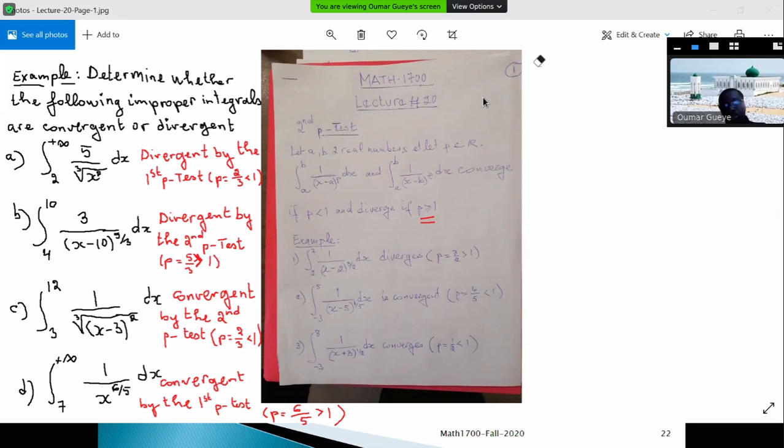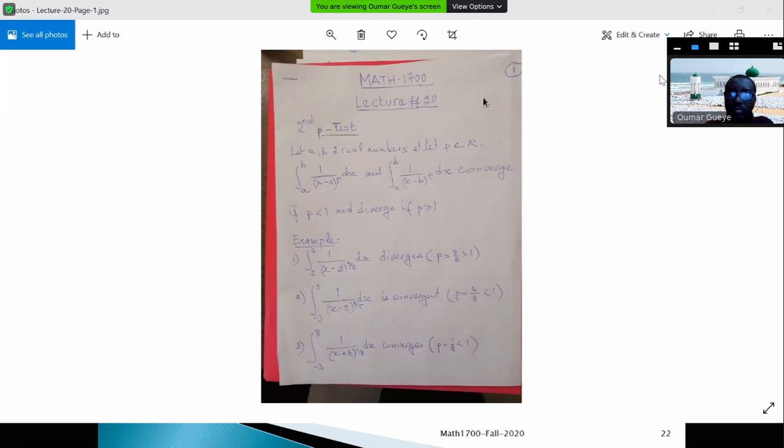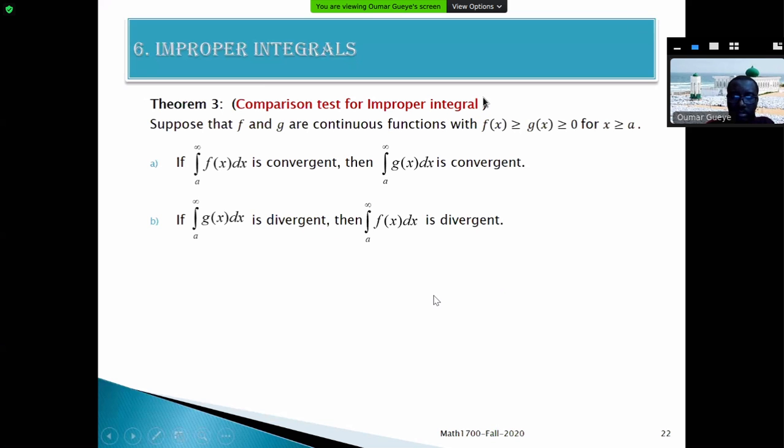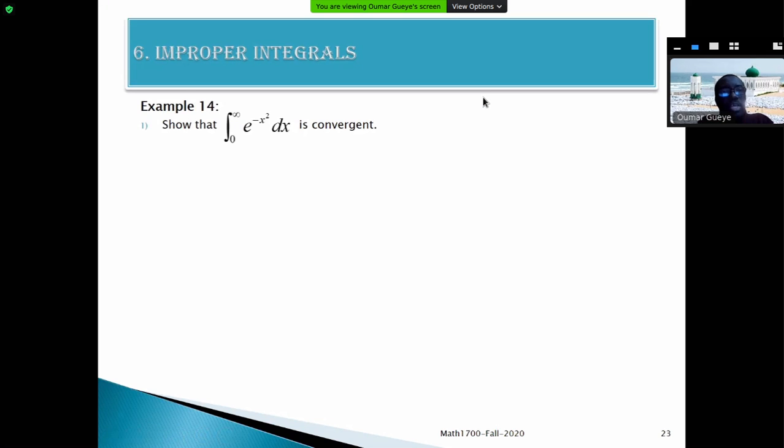So now we're ready to apply the comparison test, because as I told you, the comparison test says you have to compare your complicated integral with another integral that you already have a lot of information about its convergence. That integral is going to be always an integral coming from the first or the second p-test, depending on what kind of integral you have in your question. All right, so here is our first example.